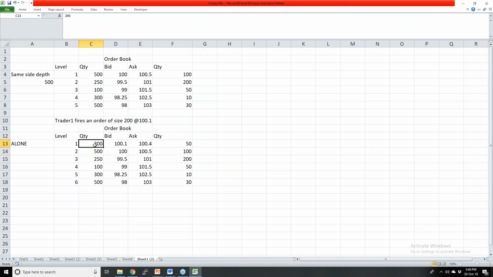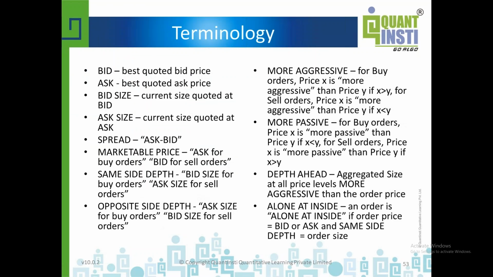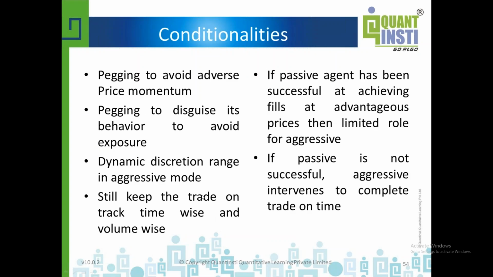That is correct, Carlos. If you are the only one bidding at the same price, then the same side depth will be your volume size, and you will be alone at that price. So you know the conditions. Usually the same side depth is at level 1. That is how people usually define it. But if it is given that same side depth is till level 2, then you have to add all the order quantities till level 2.